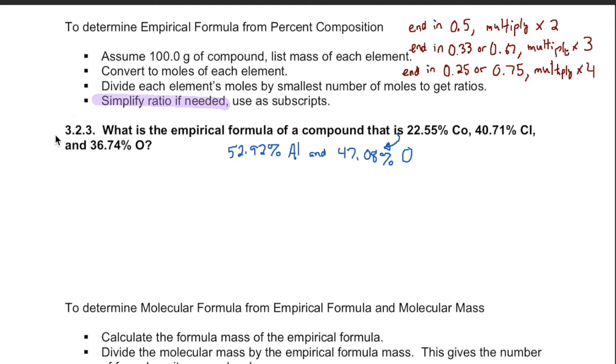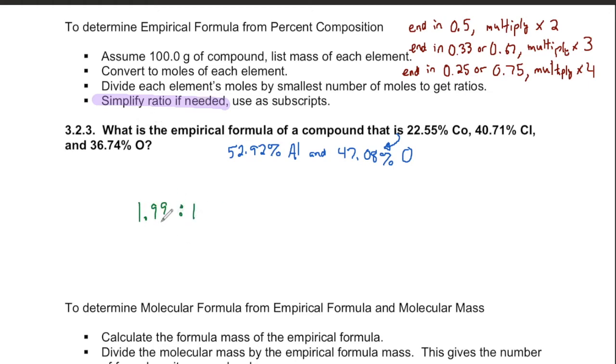You can still try this example. The answer is in the answer key for chapter 3, so you can practice that, but let's practice a couple of other ones that need this last step. And so what do I mean by simplifying the ratio?